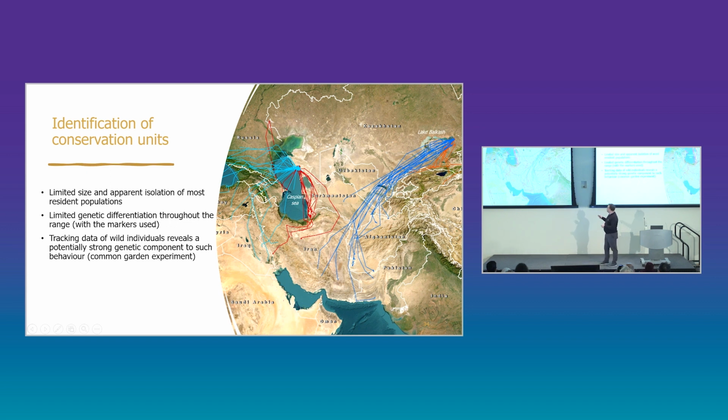So the graph on the right is illustrating an experiment we conducted a few years ago where we did a common garden experiment. So if you recall, we have a breeding center located here in central Kazakhstan. And the founders of that center are representative of all three migration routes, some from West Kazakhstan, Central Kazakhstan, and Eastern Kazakhstan. So what we did is that we bred chicks in captivity from East and West Kazakhstan.